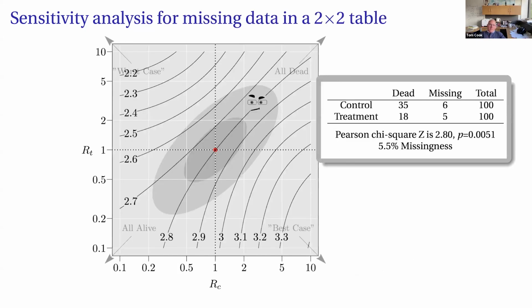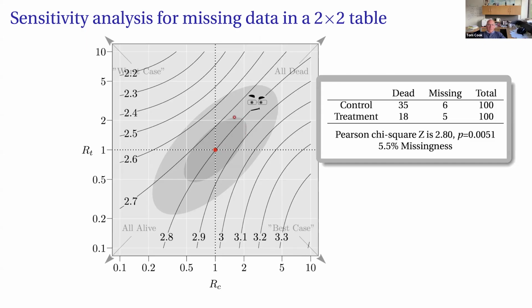So skipping all of the details, of which there are many, I have this picture. The center point corresponds to both R's being equal to 1. This is my missing at random assumption. The further you get away from the center, the further you get from the missing at random assumption. And here I'm imagining I have two people.